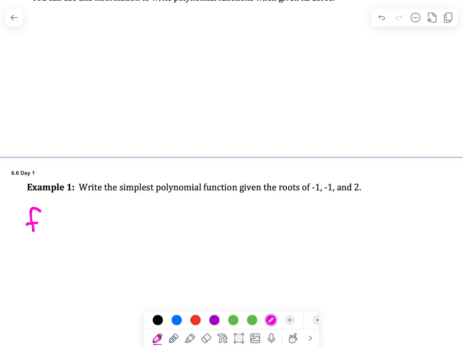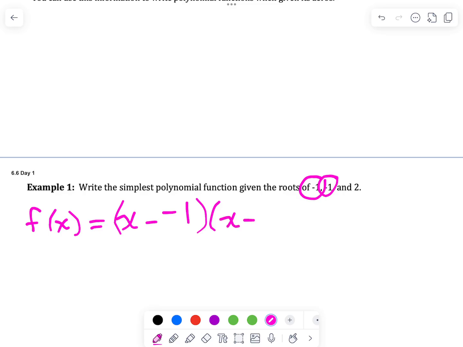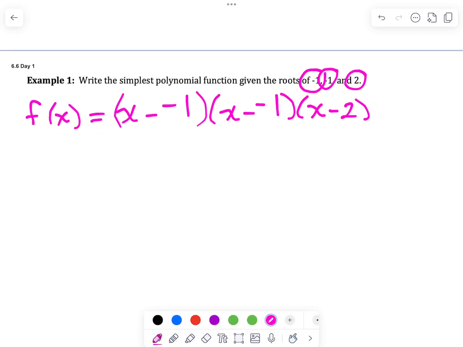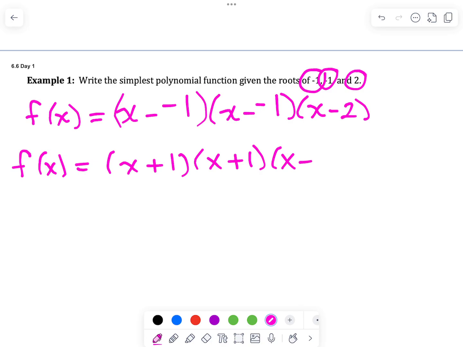So f of x equals, so here's my first root, so it'll be x minus -1. And then my second root is also the same, x minus -1. And then the last one, x minus 2. And then what we want to do is simplify it to standard form. So we notice that there is a subtraction and a negative, so we change that to an addition symbol. So it'll be x plus 1, and then x plus 1, and then x minus 2.